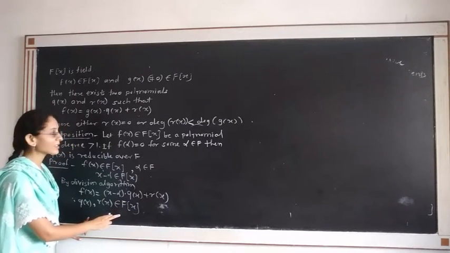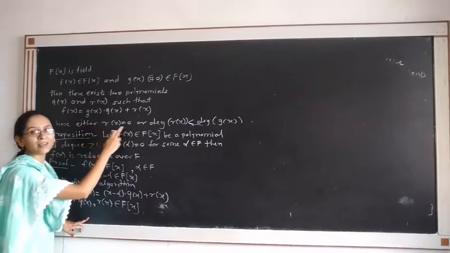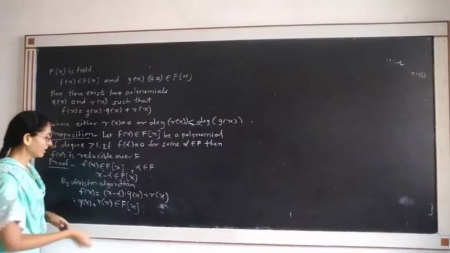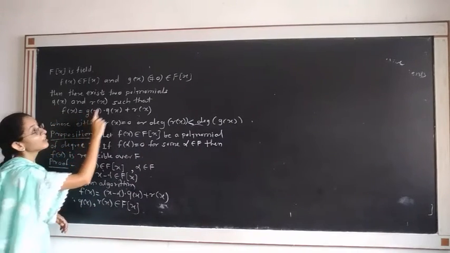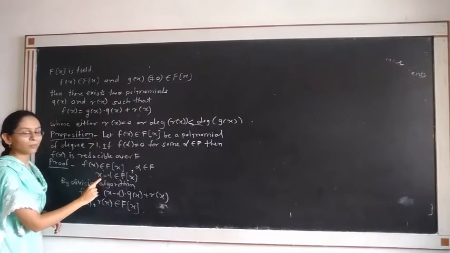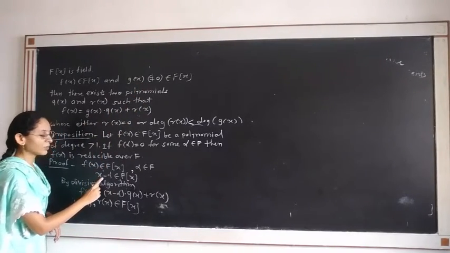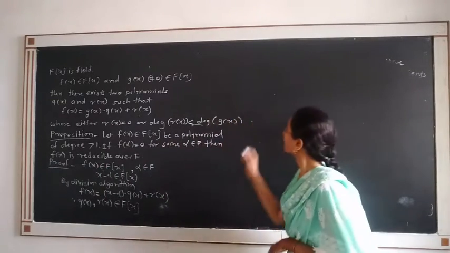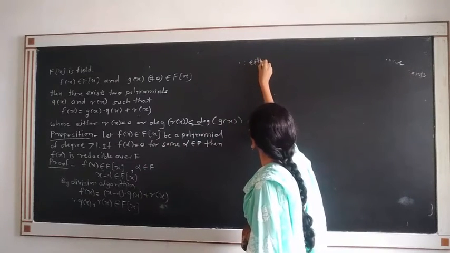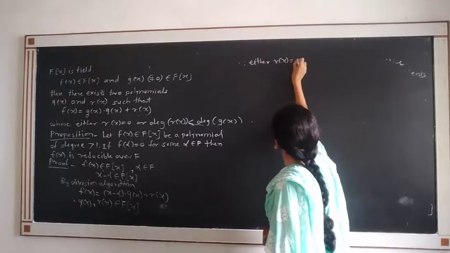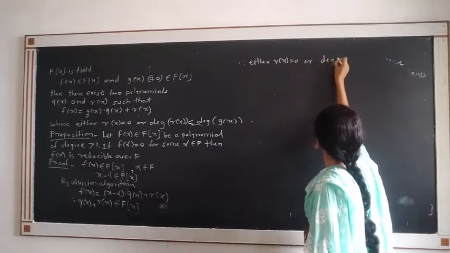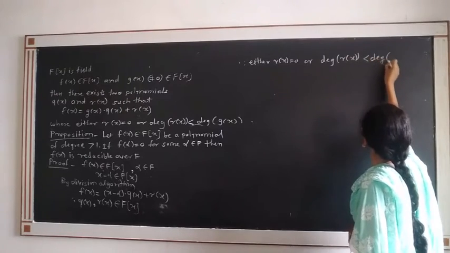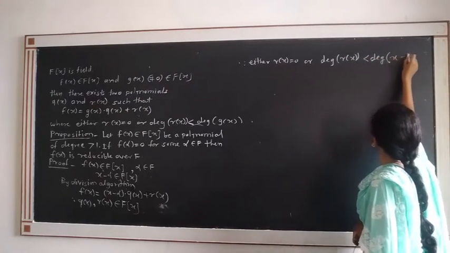But what is the condition on r(x)? Don't forget that condition. Either r(x) is 0 or degree of r(x) is strictly less than degree of g(x). But which is g(x) here? Here g(x) is the divisor polynomial, which is non-zero, and here the divisor polynomial is x minus alpha. Therefore, g(x) is x minus alpha, where either r(x) is equal to 0 or degree of r(x) is strictly less than degree of g(x). Now which is g(x)? x minus alpha.